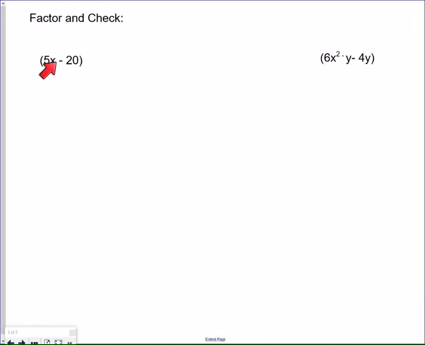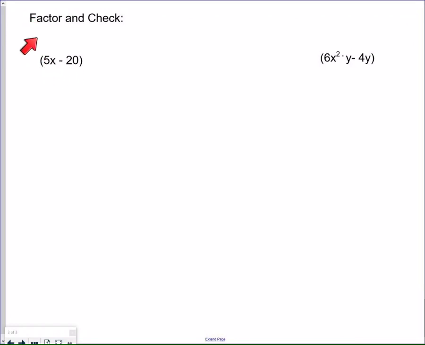So this is a binomial because it's 5x subtract 20. This term is 6x squared y, and then the other term is 4y. So this is a two-term expression, separated by subtraction. So that's a binomial. Factoring binomials is simply a matter of finding out what was distributed.